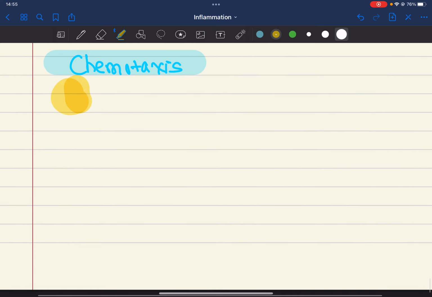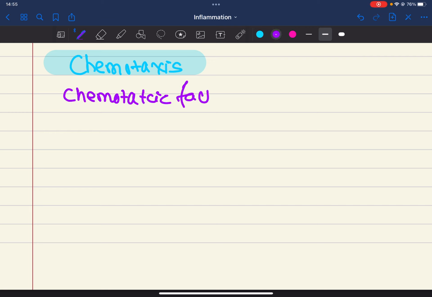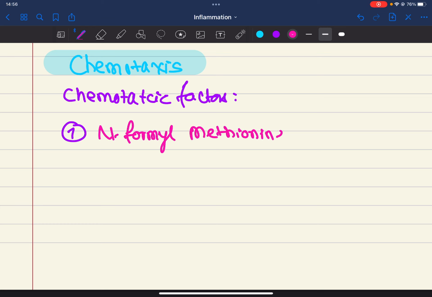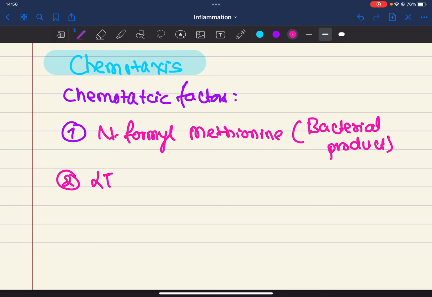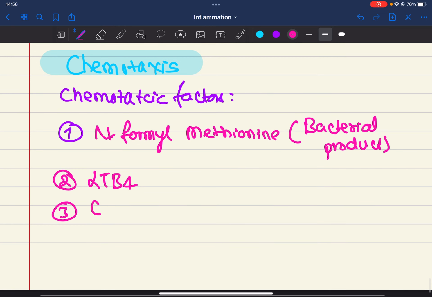These are known as chemotactic factors. What are they? The first one is bacterial products like N-formyl methionine. Many bacteria have this product. The second thing is leukotriene B4, which also acts as a chemotactic factor, and complement products.